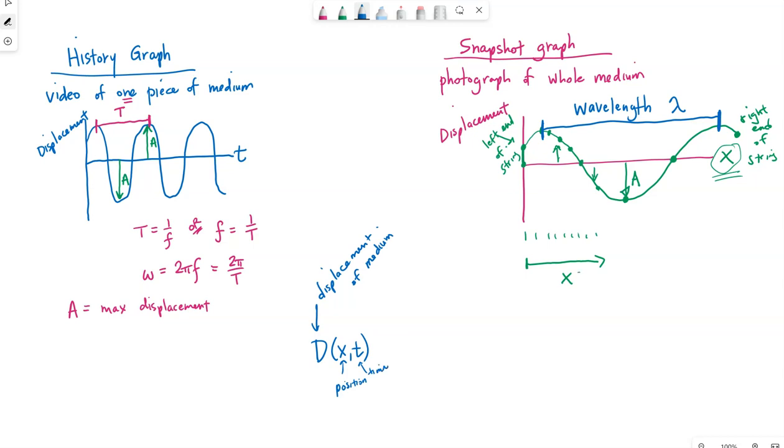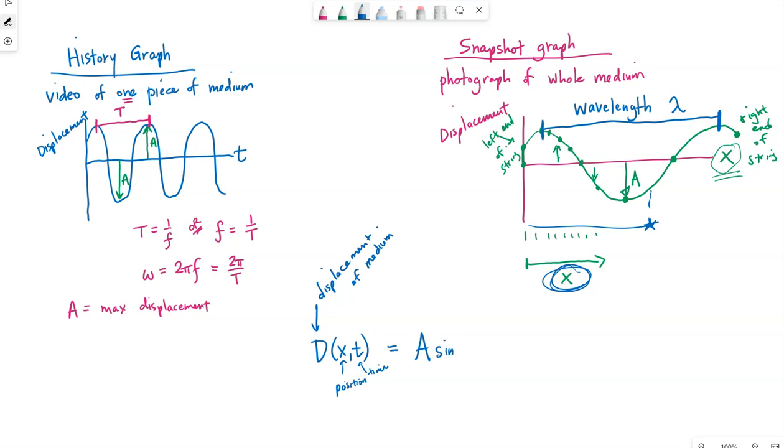Position, because if we think about the snapshot graph, which portion of the string are we talking about the displacement of? That's why we need x. Well, I care about this position. But then I know that each individual bead, if I come back to the history graph, each individual piece is oscillating up and down. So just having the position is not enough. I need to know when I'm looking at it. And so that's why we have this function of both position and time.